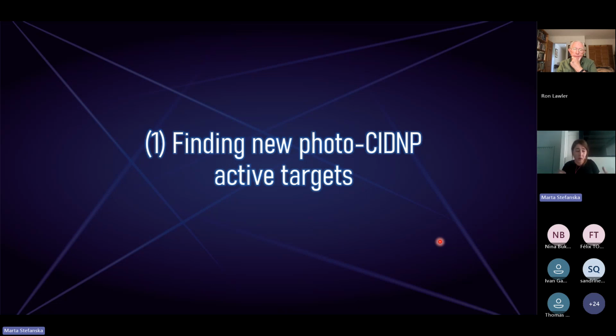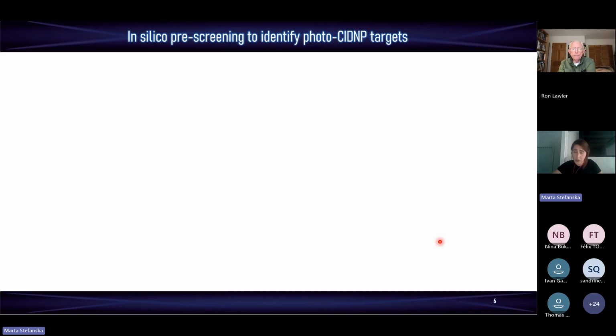So far, to identify new photo-CIDNP active targets, people usually do experimental screening, which is of course a great effort and brings a lot to the field, but it requires access to these big compound libraries and to high throughput setup to automate all the measurements. So this is not really feasible for all the labs. That's why I started working on developing in silico pre-screening methods based on machine learning that enable fast identification of photo-CIDNP targets that could accelerate the progress in the field. And then these targets could be used in diagnostic tests.